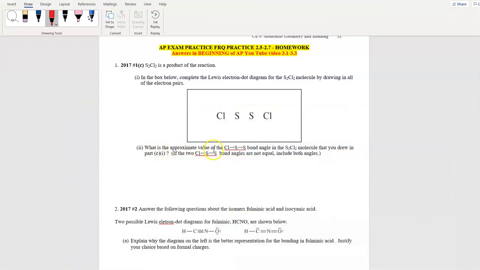What was the approximate value of the Cl-S-S bond angle? That's in here. So when they want the Cl-S-S, as soon as you draw it, they're looking at that angle. So whatever this atom is showing, does it have lone pairs? Because just because you draw it like it's linear doesn't mean it's linear. Okay, because if it has lone pairs, it's not linear.